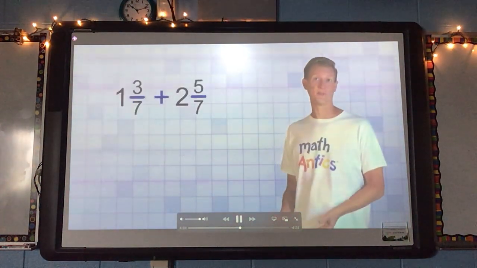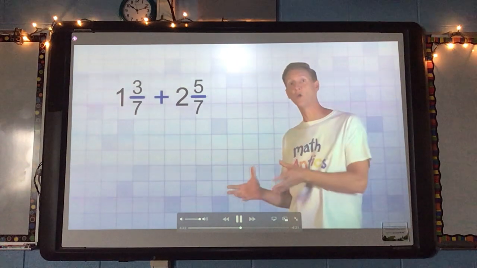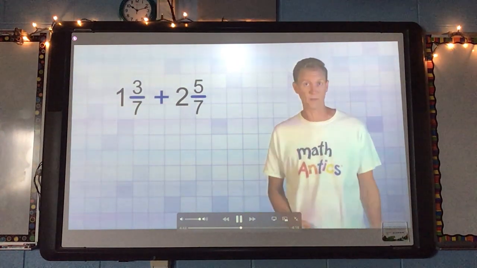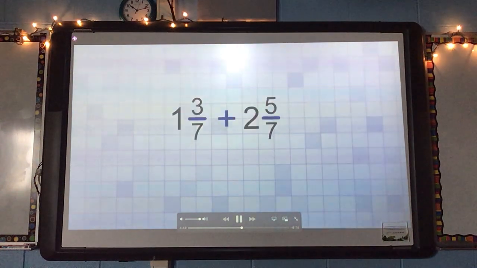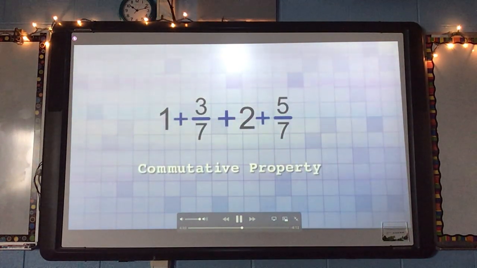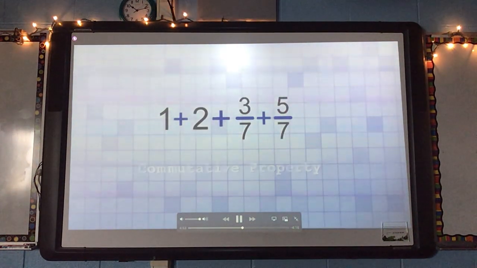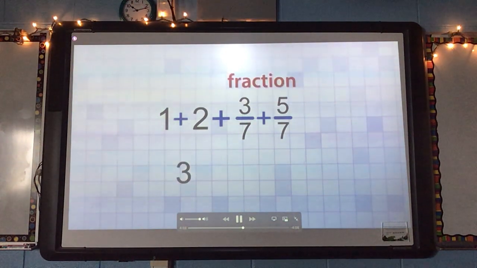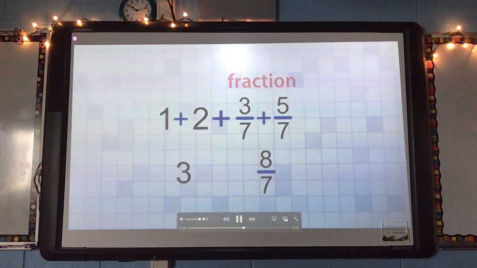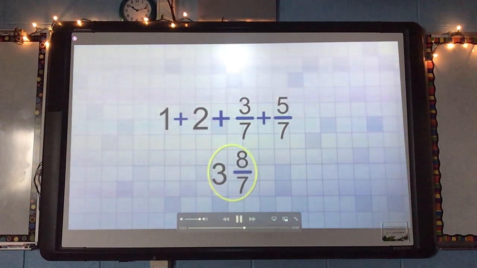Here's another example that shows how the fraction parts can affect the whole number part of the answer when adding mixed numbers. 1 3/7 plus 2 5/7. This time we use the commutative property to rearrange the addition, and then we add the whole number parts, 1 plus 2 equals 3, and then we'll add the fraction parts, 3/7 plus 5/7 equals 8/7. So the answer we get is 3 8/7.